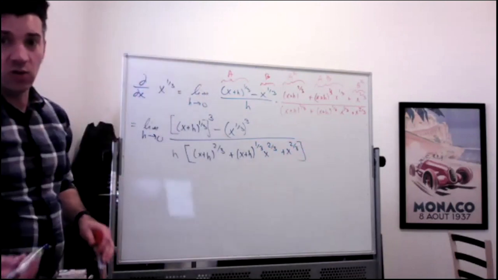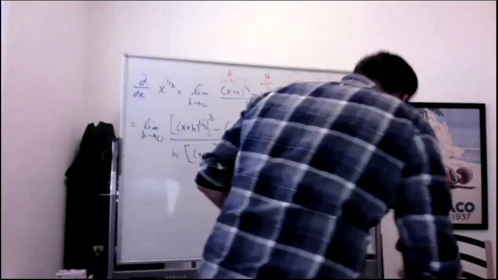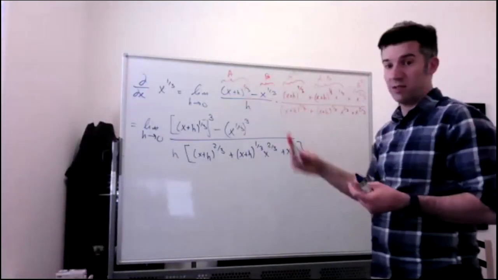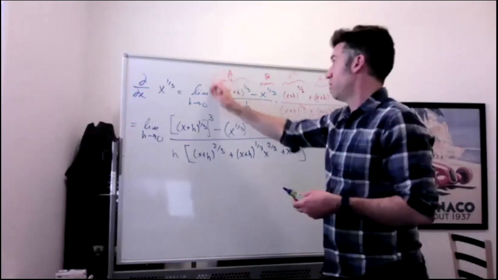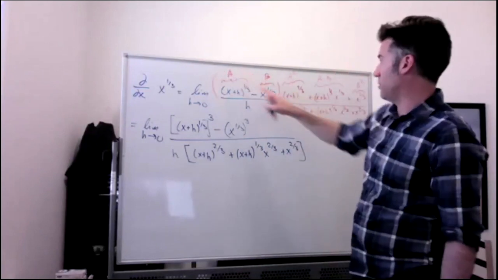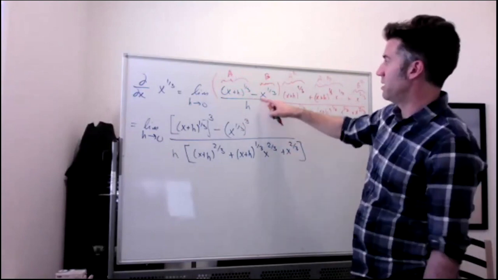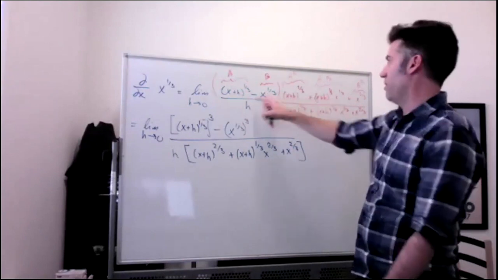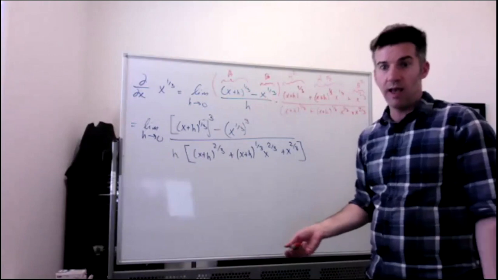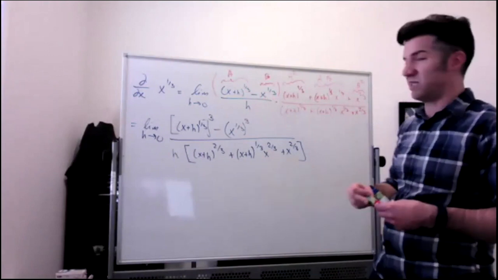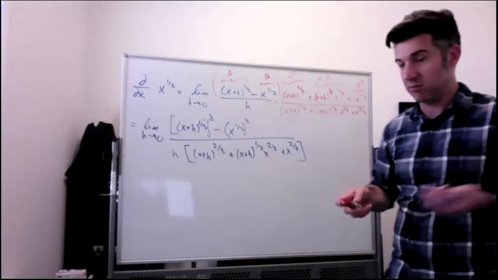If you really want to, or if you're really not convinced, you can FOIL out the top. It's kind of a pain though, right? You're going to get this times that, this times that, this times that, minus this times that, minus this times that, minus this times that. And all the middle terms cancel out. So you get like 6 things and 4 of them all end up canceling.